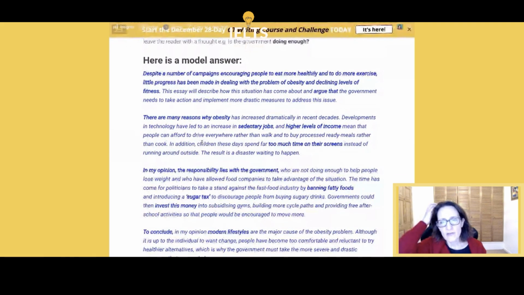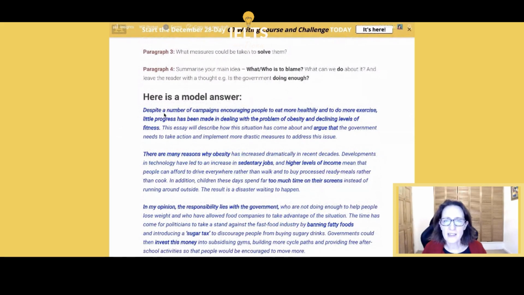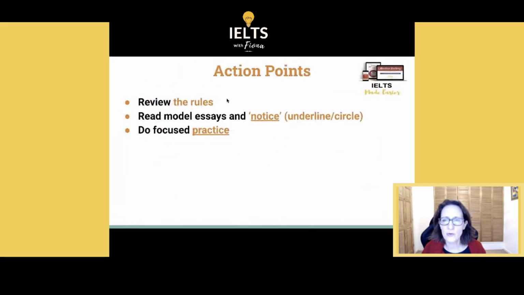And wherever you look, just focus on it in terms of why is there no a, why obesity? Why is there no a or the? And look at the plurals, developments in technology. Think about why is there no the? Why is there a here, despite a number of campaigns? Is plural, so there's no the. And start to apply those rules that you've just reviewed.